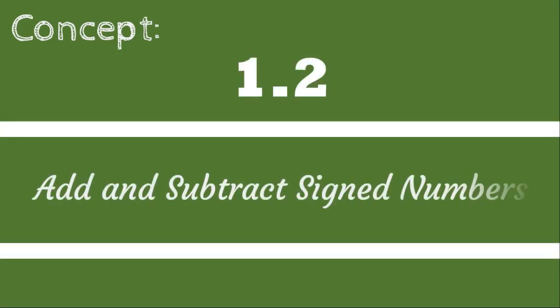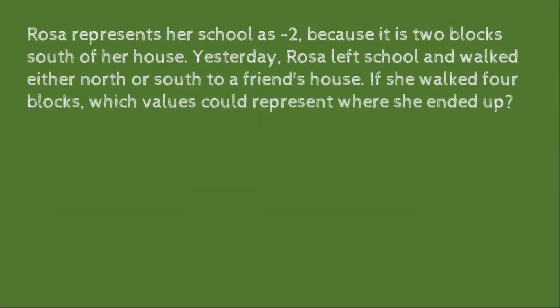Welcome back to our next concept, 1.2, add and subtract signed numbers. And for our first example, Rosa represents her school as -2 because it is 2 blocks south of her house. Yesterday, Rosa left school and walked either north or south to a friend's house. If she walked 4 blocks, which values could represent where she ended up?